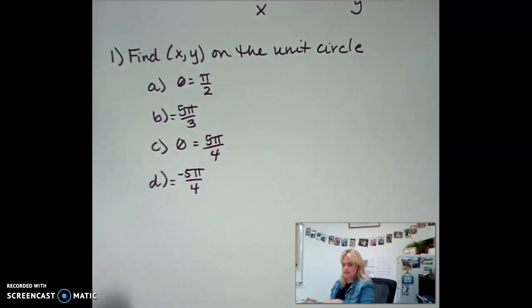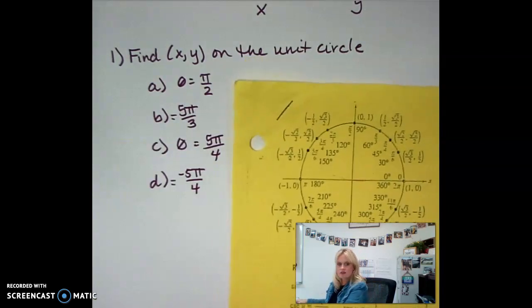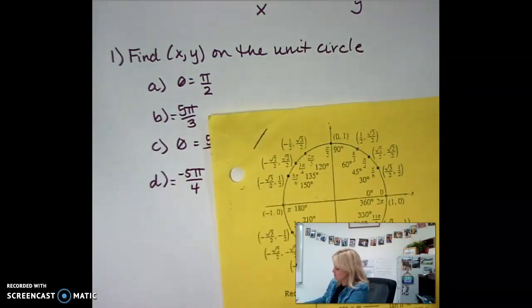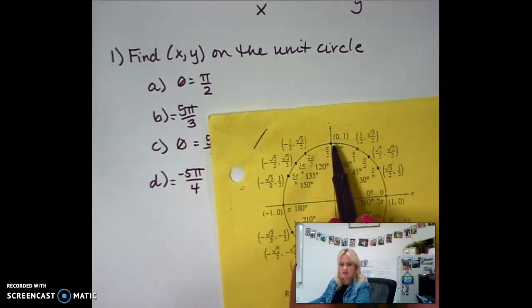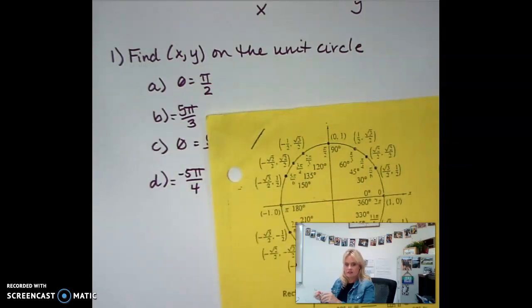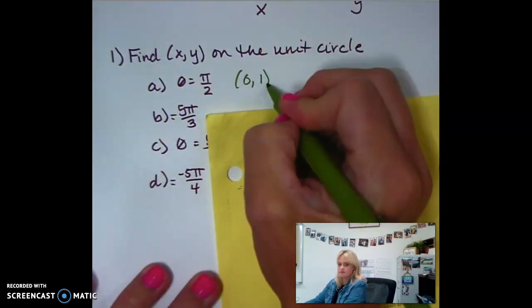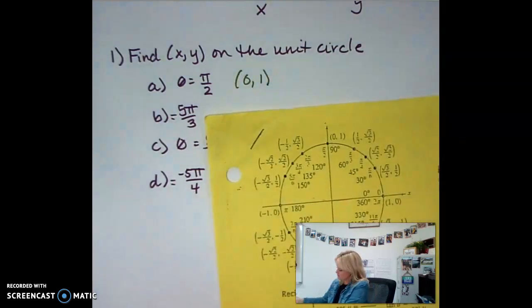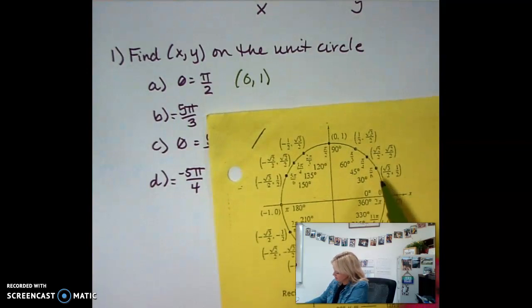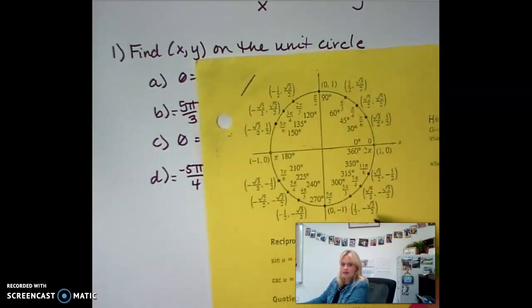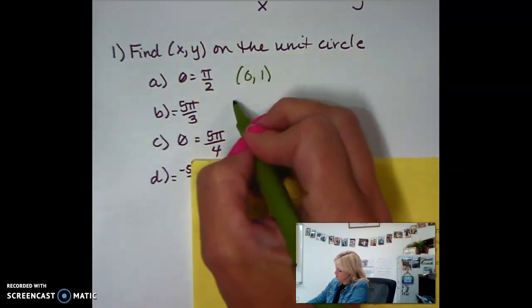If all we're doing is finding the xy point, then we'll take out our unit circle, and for half of pi, it's right here, so our value for x and y is 0, 1. 5 pi over 3, I have to find 5 pi over 3 first, and that is down here, and the x and y value at 5 pi over 3 is 1/2, negative square root of 3 over 2.